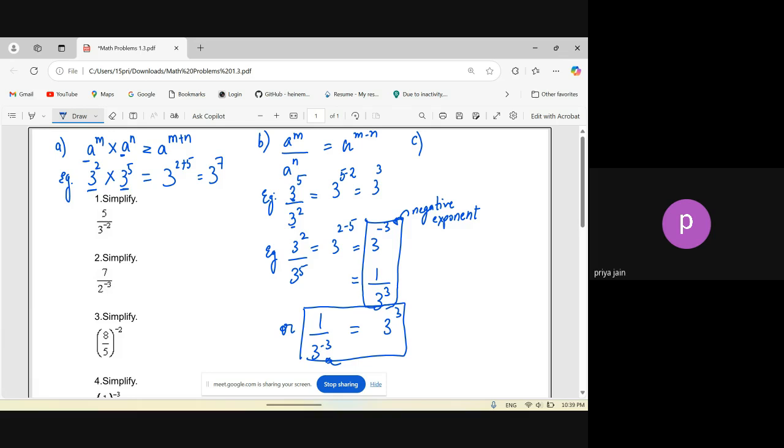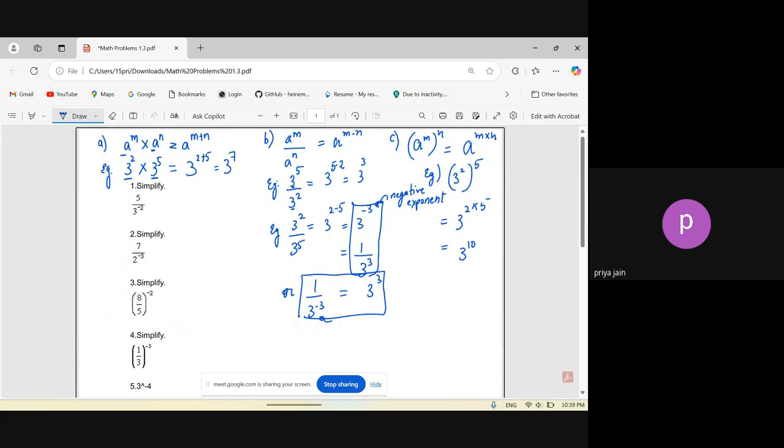Okay, nice. The next one we have is a to the power m, in brackets, and the whole thing is raised to n. In that case, it will be a to the power m times n. An example would be, let's say you have 3 raised to 2, whole power 5. This would get you 3 to the power 2 times 5.